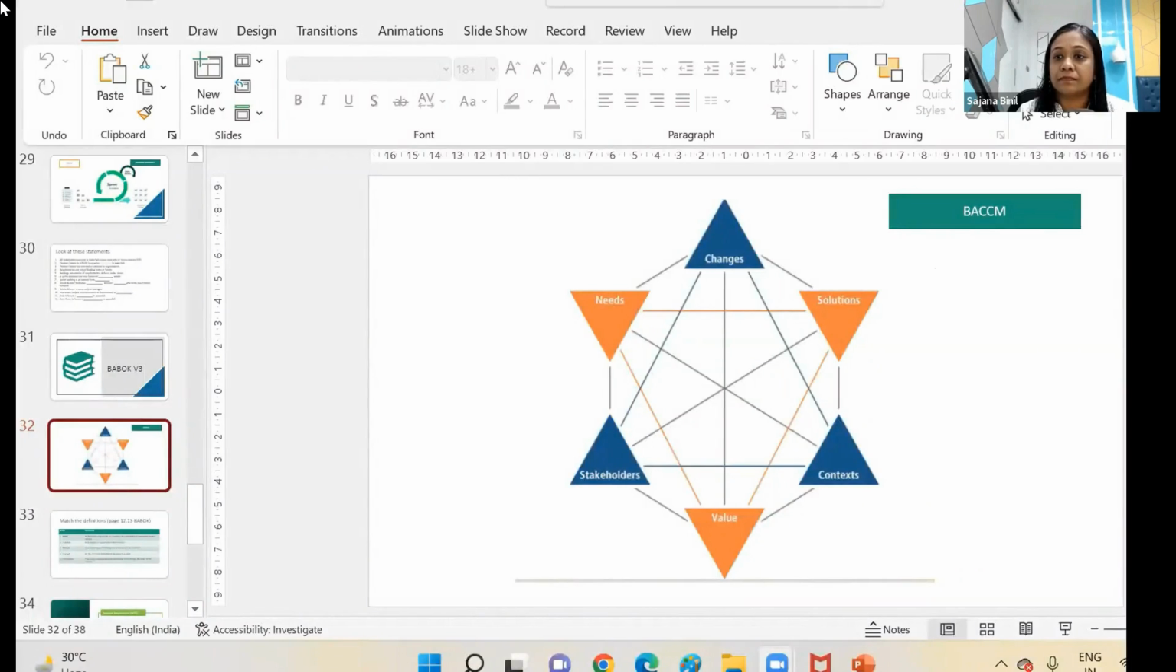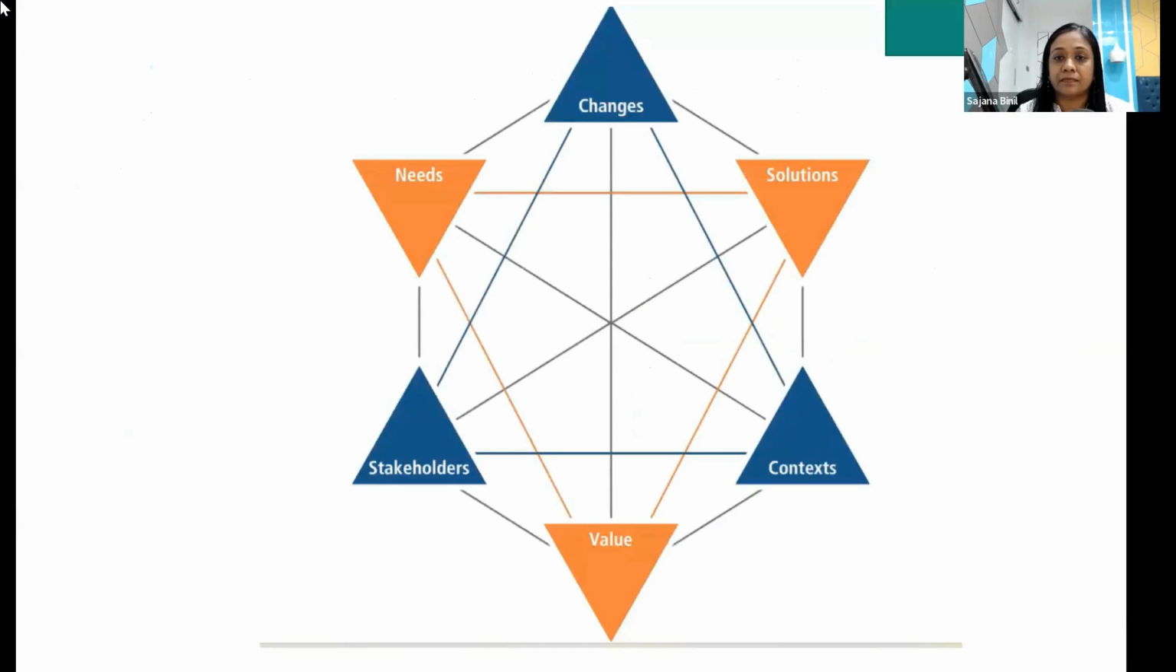Yes. Now, these 4 elements, we will expand it and take it to the next level. In BACCM, you will see that it talks about a framework called BACCM, Business Analysis Core Concept Model. And they have put together this framework in this particular way. Let me show you that. So we are all clear on the 4 elements, right? The need, the change, the solution, the value. In the BACCM they have added 2 more elements: stakeholders and context, which is quite obvious, right?